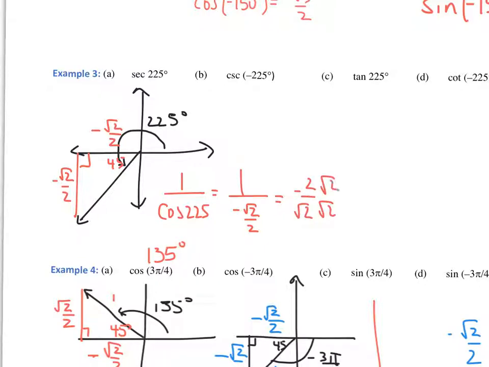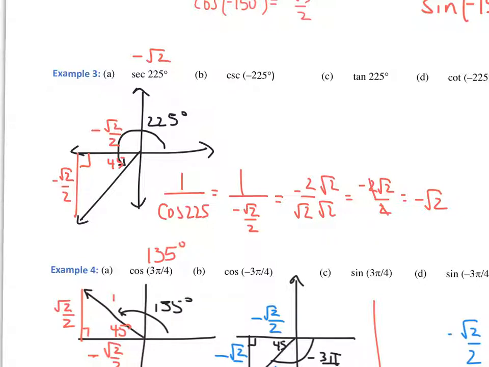Rationalize, and then you're going to end up with negative 2 root 2 over 2. The 2's cancel, and so it's just negative root 2. So up here, our answer is just negative root 2 for the very first one. So you are correct. Just use the concept of the reciprocal.